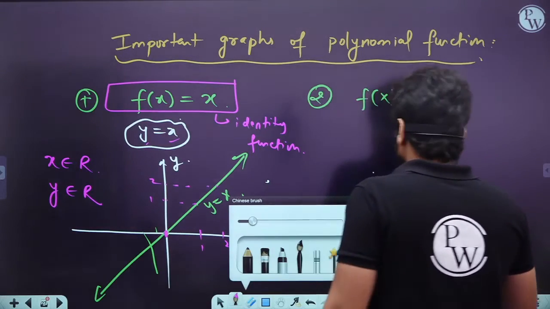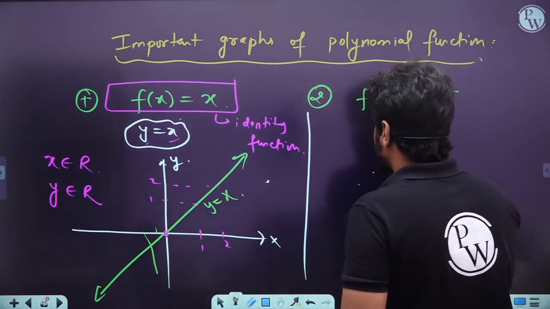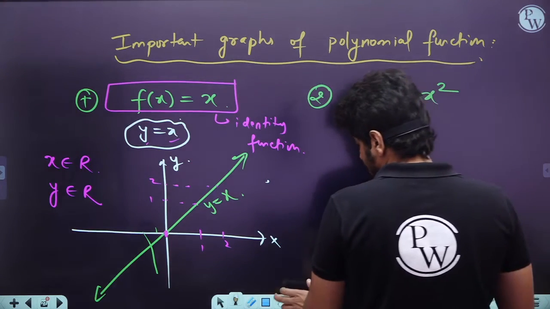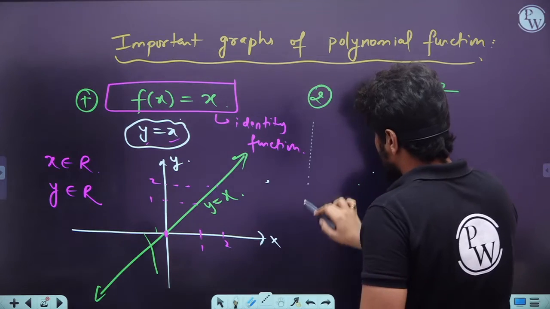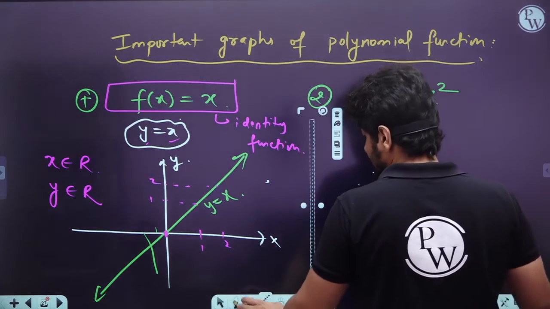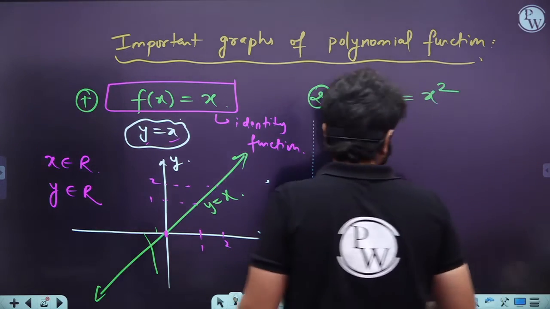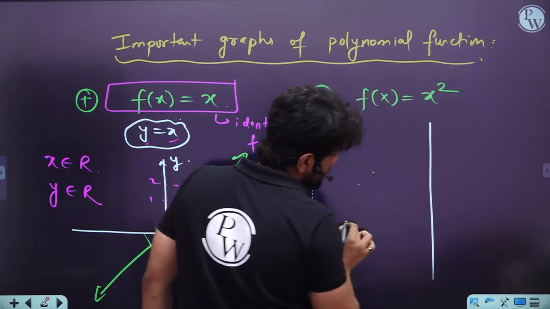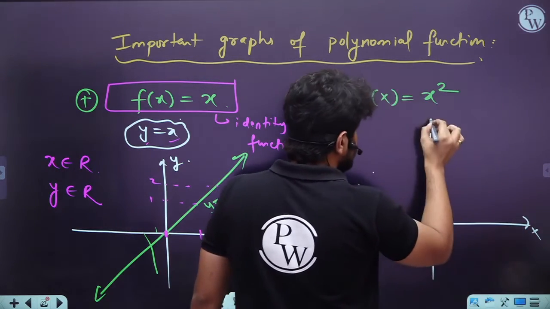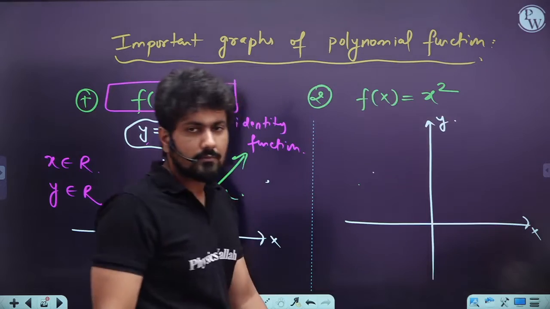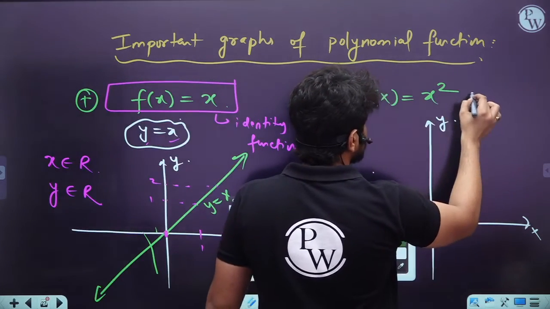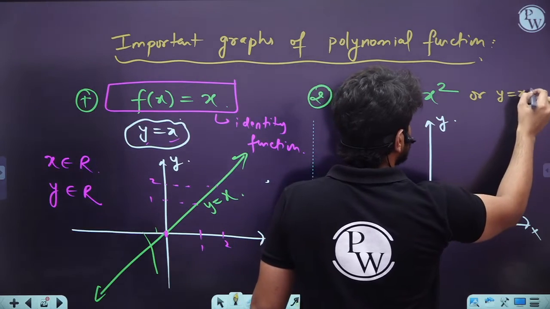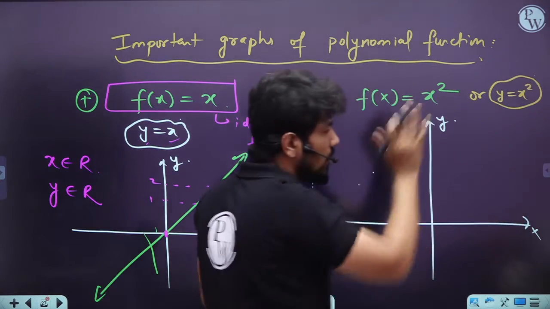Okay. Now, let's talk about f(x) is equal to x square. Let's talk about this one. f(x) is equal to x square. Its graph is going to look like this. This is x-axis, this is y-axis. This is basically y is equal to x square. f(x) is equal to x square, or I can say y is equal to x square. So we want to plot this graph.